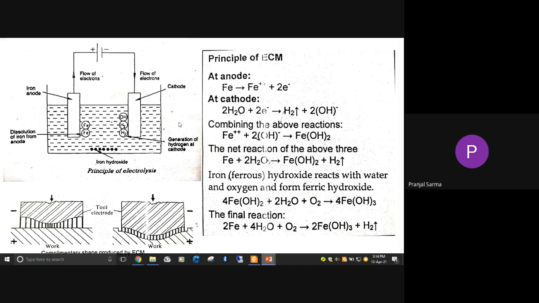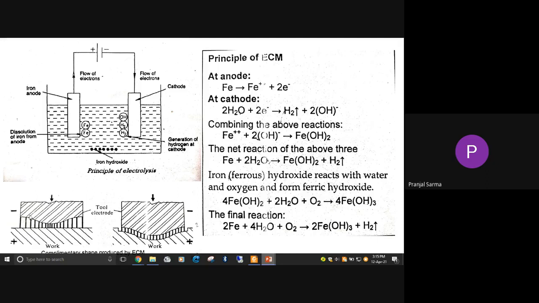This electrolyte may sometimes be NaCl, sodium chloride, etc. So depending on the electrolyte that you are using, in the case of ECM, this electrolysis will happen. Now in the figure below, we are showing the complementary shapes which are being produced in the ECM process.